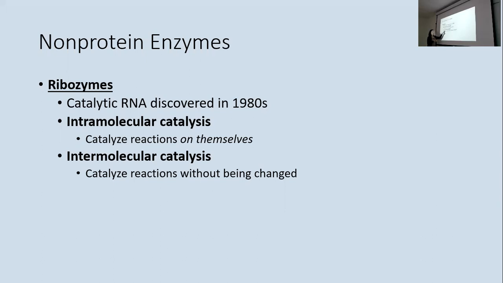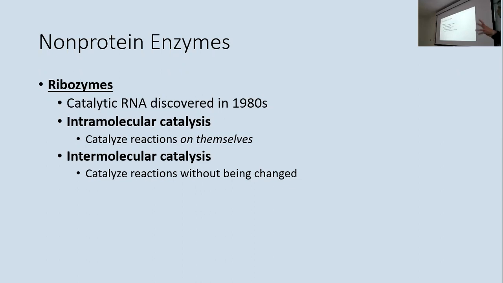And so they do intermolecular catalysis, which is what we were just talking about, right? They catalyze reactions on other molecules. They don't change, right? They are a tool in facilitating reactions. But unique to them, they also do intramolecular catalysis, which means they can also do reactions on themselves, right? They can change and conduct reactions on their own molecular self, which is kind of bananas.